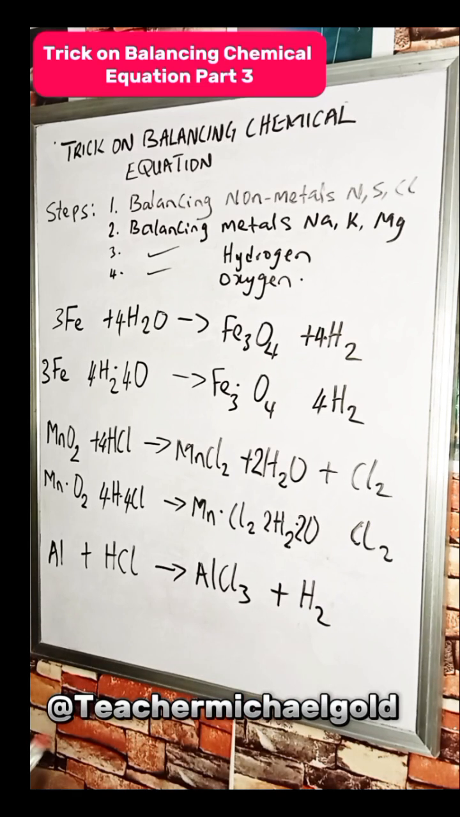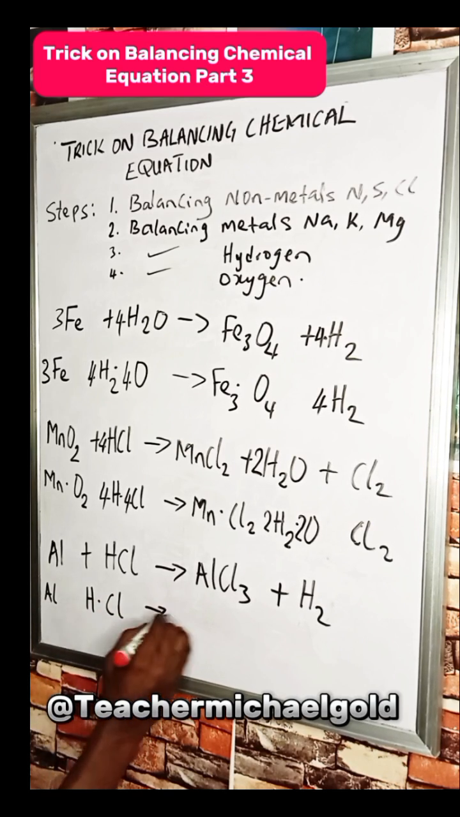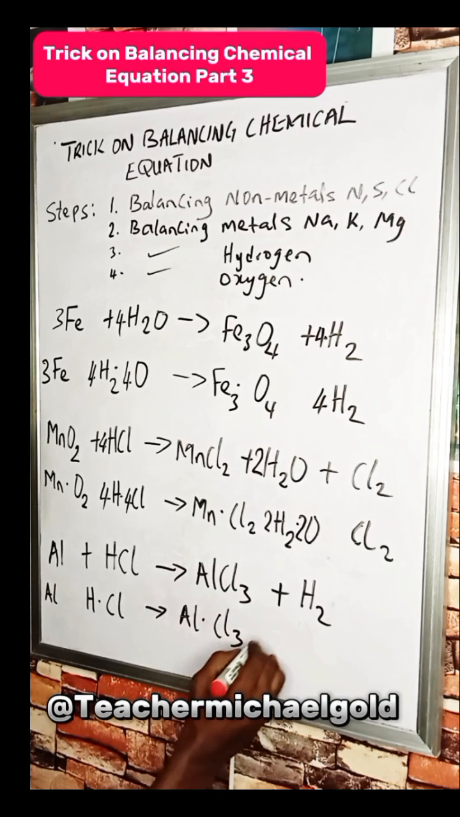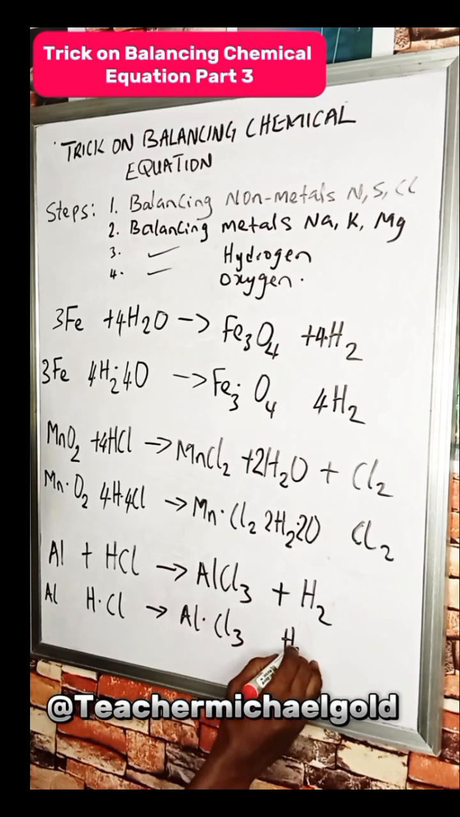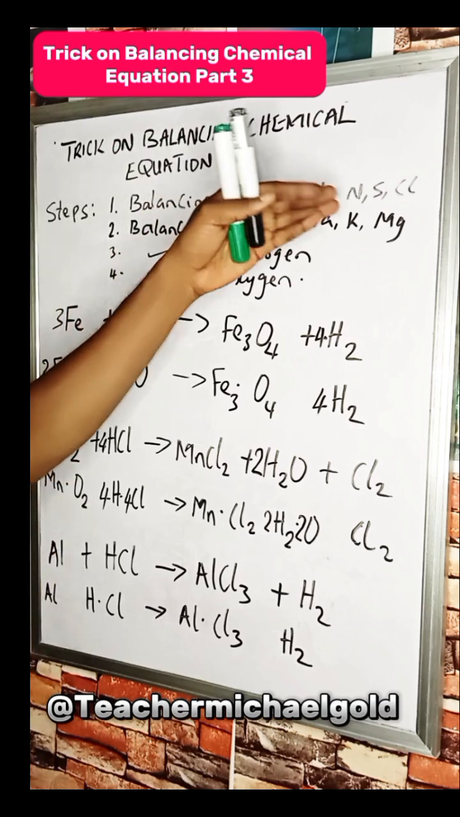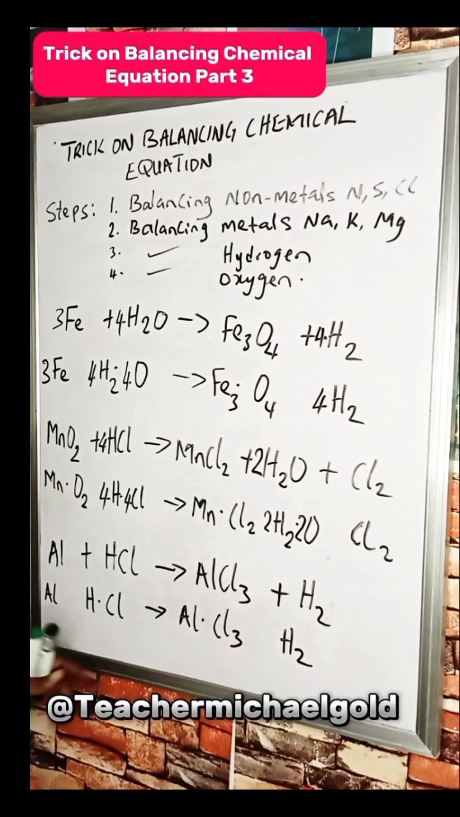So for this particular one, let's split it out so that we can proceed with balancing. We have Al plus H.Cl giving you Al.Cl3, then H2. So let's go back to our rules. Our rules first say non-metal first. So the non-metal there is what? Chlorine. So you balance chlorine first. Chlorine here is 3. Chlorine here is 1. So you add 3 to this to make up 3 chlorine.